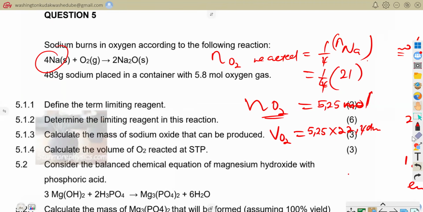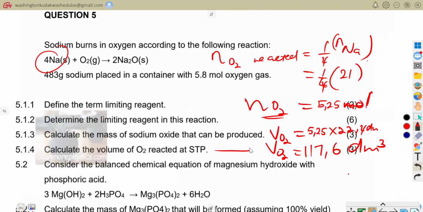So for you to find that amount of oxygen that reacted, you just say 5.25 times 22.4, and this gives you a volume of 117.6 decimeter cubed. That was the volume of oxygen at STP that reacted. That was for 5.14. That is what you were supposed to do there.